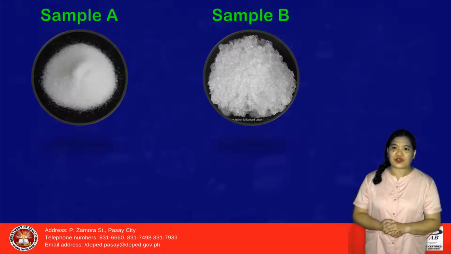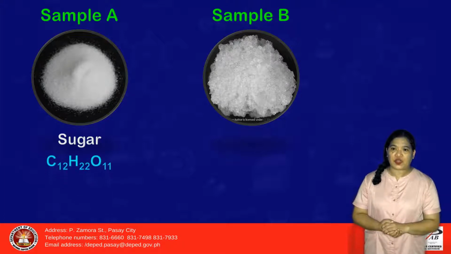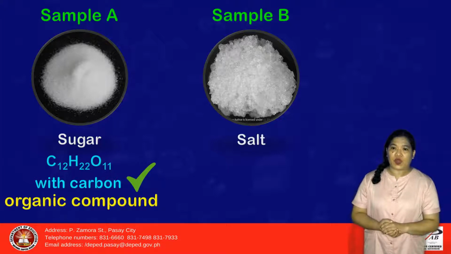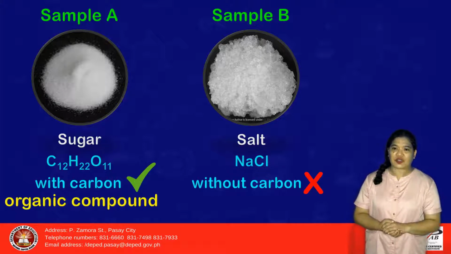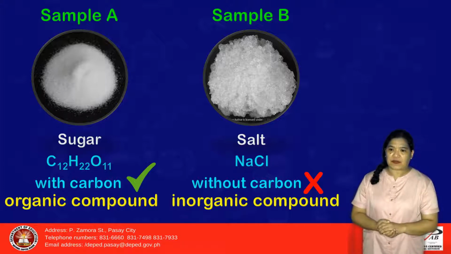Let us compare two samples to see the difference between organic and inorganic compound. Sample A, which is sugar, the chemical formula is C12H22O11, contains several carbon atoms. So it is an organic compound. While sample B, salt, the chemical formula NaCl, doesn't have a single trace of carbon present. This sample is an inorganic compound.